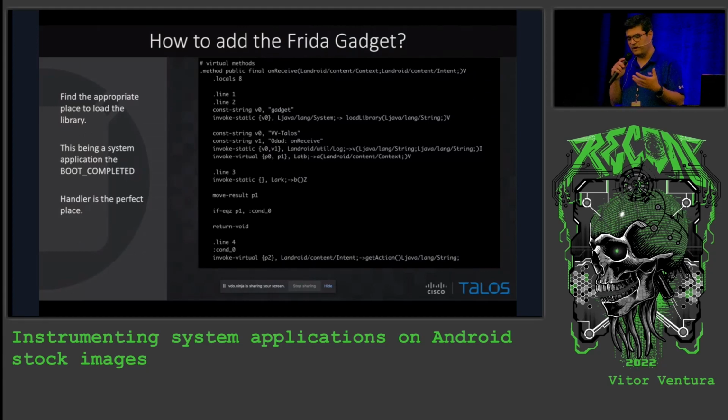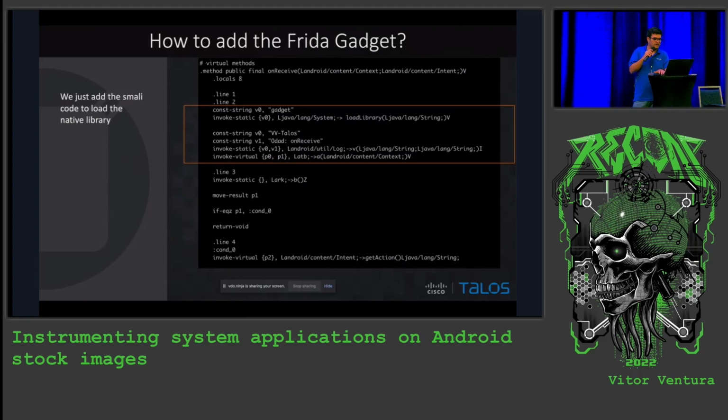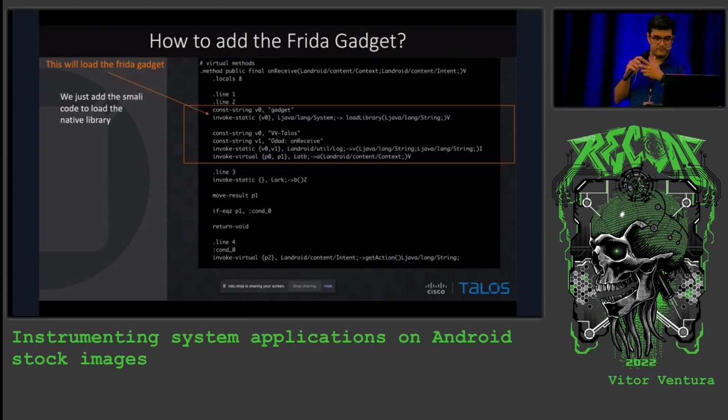So in order to do that, I needed to find a place to tell Frida to load the native code library. In this case, what I did was add this piece of code to the Smali after decompiling it. And on one side, I'm loading the gadget. As you can see, you have the system load.